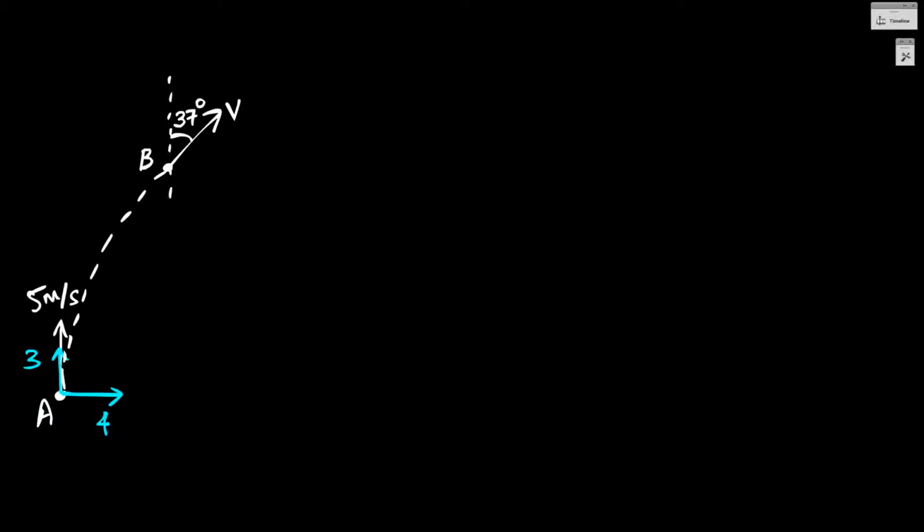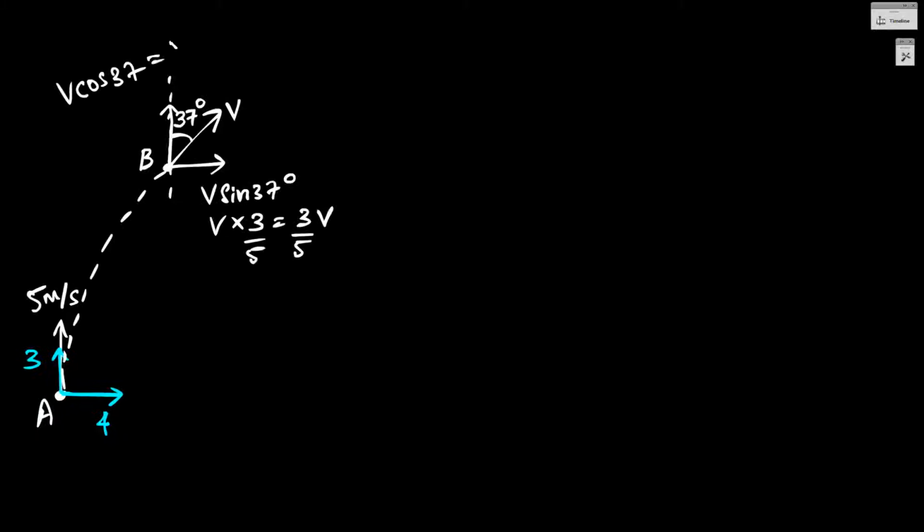What can we do? Well, the first thing we can do is just decompose. We know the final velocity in the vertical and the horizontal. In the horizontal, it's going to be V sine 37 degrees. And sine 37 is going to be, if you remember that 53, 37 triangle, 3 by 5. So it's 3 by 5 V. And in the vertical, along the north direction, it's going to be V cos 37, that's going to be V times 4 by 5.